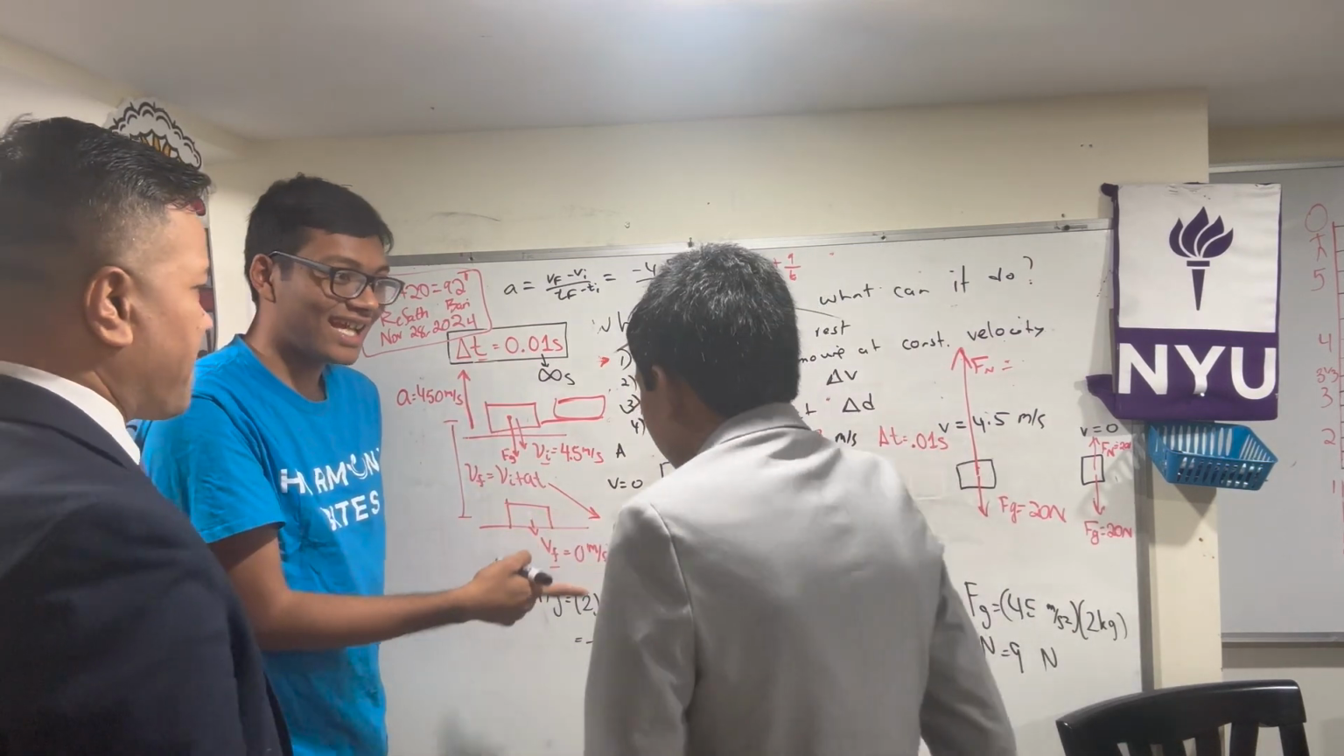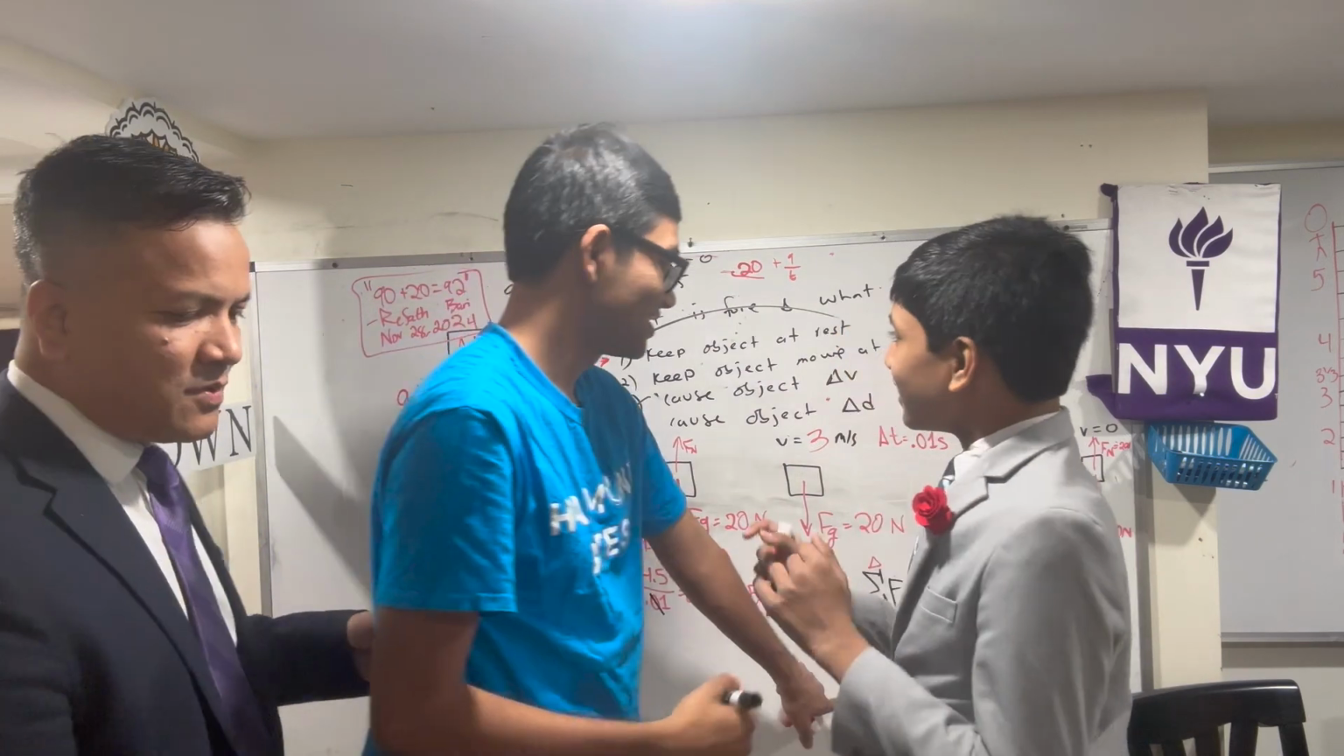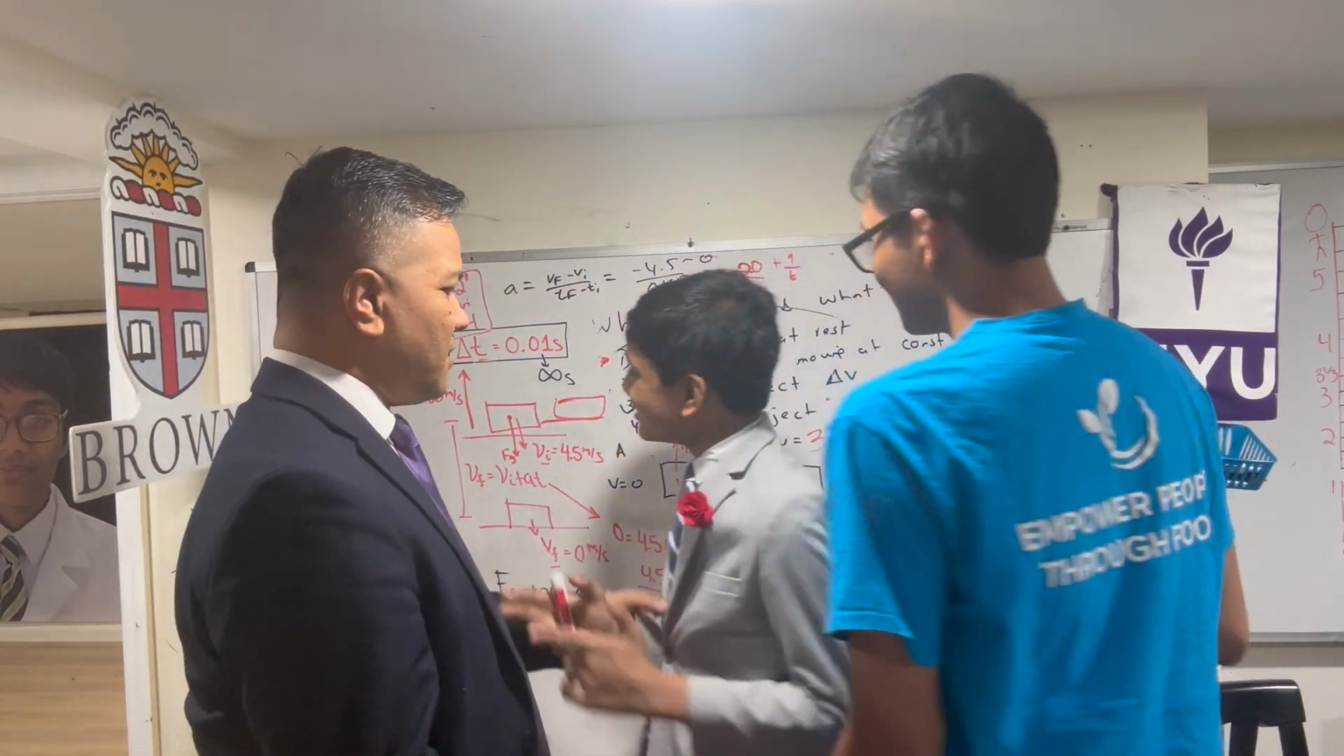So then you get exactly 20 newtons. That's the normal force. Okay, that's fine. 90 plus 20 is 90. All right. Now next one.